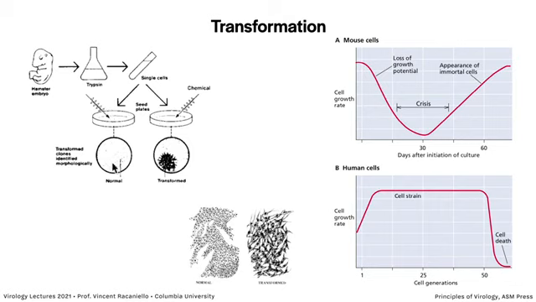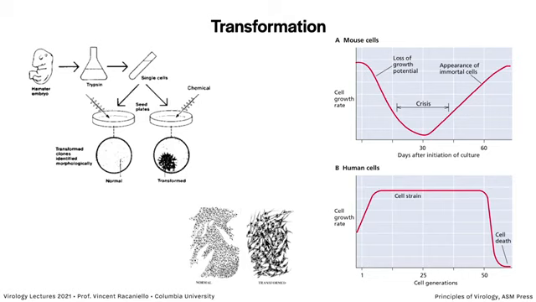And on the left, we have a set of cells which we haven't treated in any way. And they grow and they form a monolayer. If you look at that under the microscope, you can see it on the lower left. These are normal cells. But on the right, we've treated these cells with a mutagenic chemical. Among the cells growing, there will be foci of what we call transformed cells. And if you look at those under the microscope, they look very different. So that's what a transformed cell looks like.